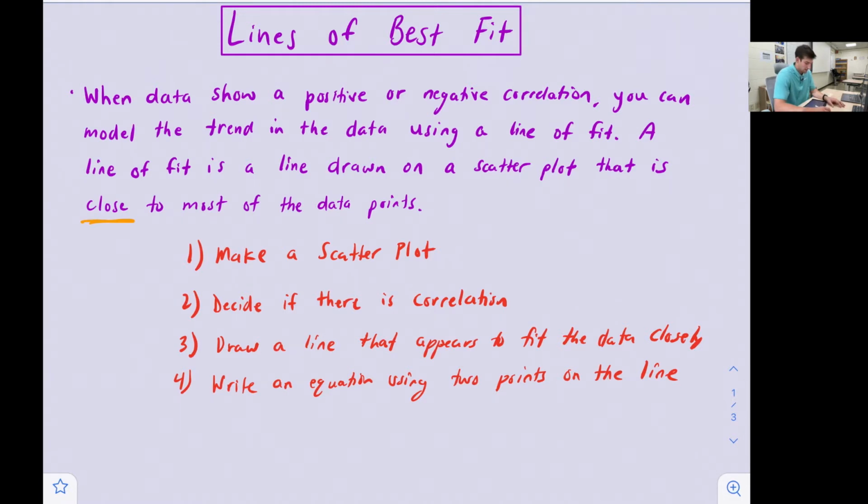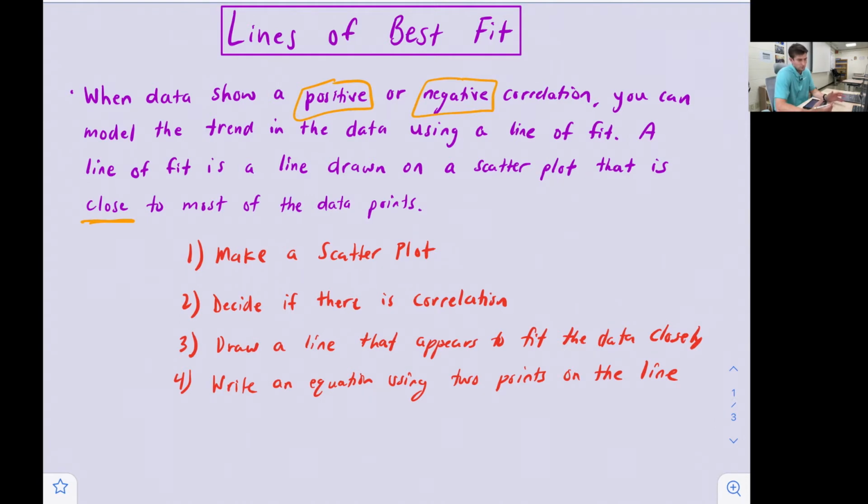But we can draw a line if we have positive or negative correlation, and our line can model the data, right? It can tell us what is happening and let us make some predictions about what could happen in the future. So how do we draw a line of best fit? Well, first of all, we need to make a scatter plot. Then we need to decide, is there correlation? Is there positive correlation? Is there negative correlation? Then the third step would be we're going to draw our line that appears to fit the data closely.